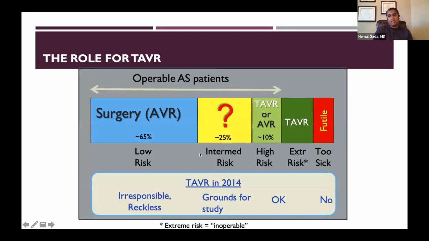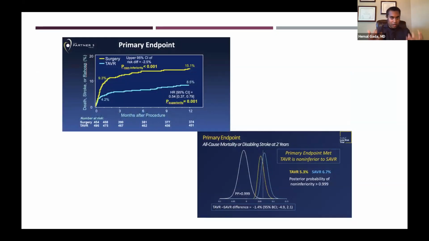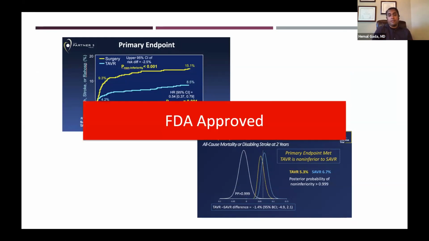So what's facilitated this? Well, when I left fellowship at Columbia under the tutelage of Dr. Stone in 2014, this is kind of where we were. And it was irresponsible and reckless to consider transcatheter aortic valve replacement in low-risk patients. And so the clinical use was refined to the right side of that spectrum, where you had high and extreme risk folks, but the research was ongoing. And the two pivotal trials that Dr. Attizani had touched on, the Partner 3 trial and the Medtronic low-risk trial, led to an FDA-approved indication for commercial low-risk transcatheter aortic valve replacement.